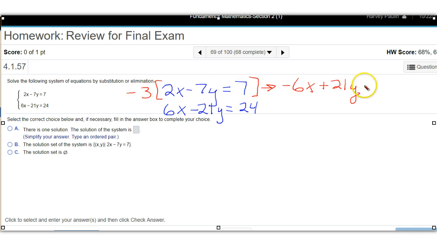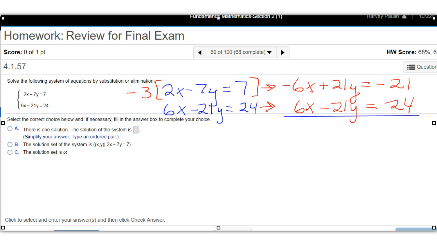And this becomes a negative 21. Now I just copy the other equation: 6x minus 21y equals 24. Now I put my line, and then I add them up. Well, this cancels out, gives me a 0. This cancels out, gives me a 0. And I end up here with a 3.